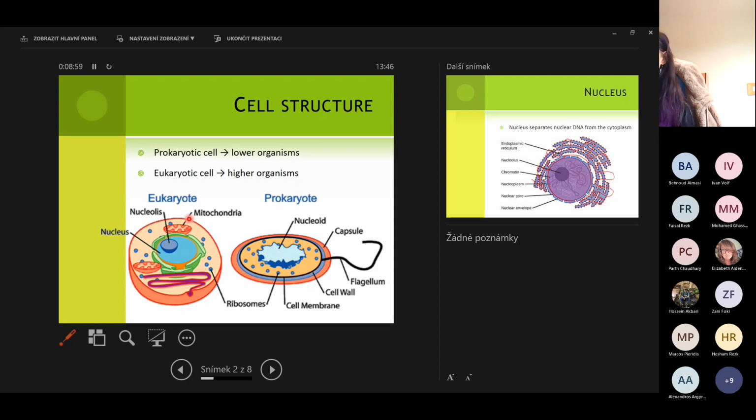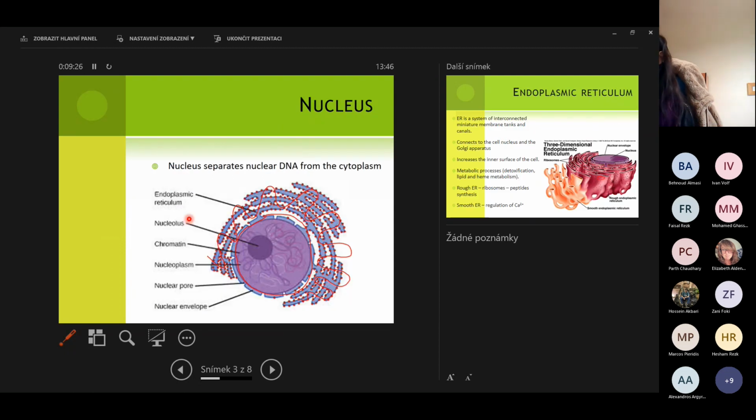There is a difference between the plant eukaryotic cell and the animal eukaryotic cell. Animals have no cell wall, so we have only the plasma membrane. On the other hand, plants have the plasma membrane and also the cell wall. So this is some basic difference among these two types of cells. So let's talk about the nucleus. The main function of the nucleus is just to separate DNA, the genetic information, from the rest of the cell, from the cytoplasm. Also, the function is protection.